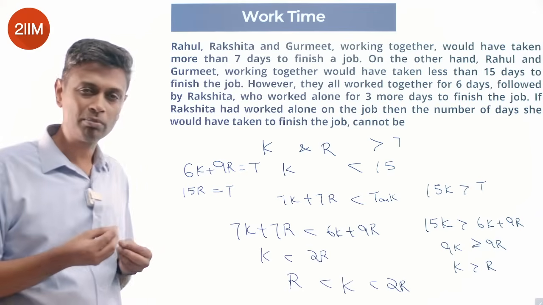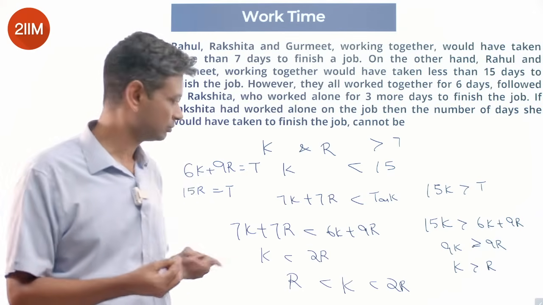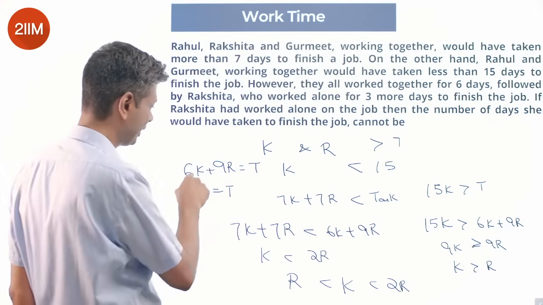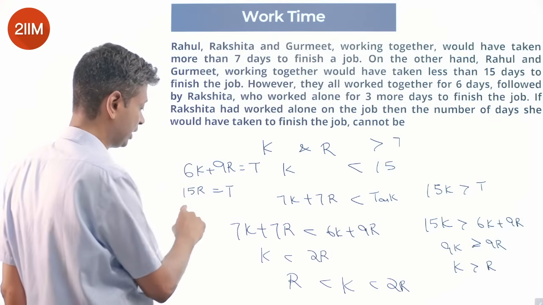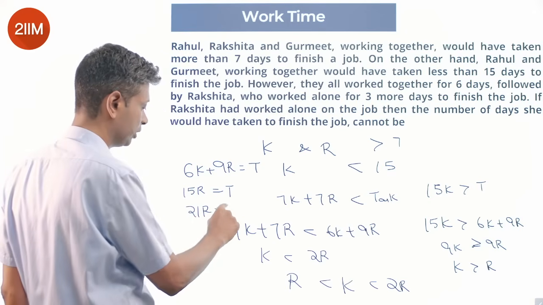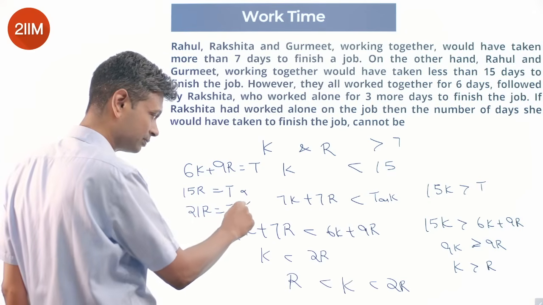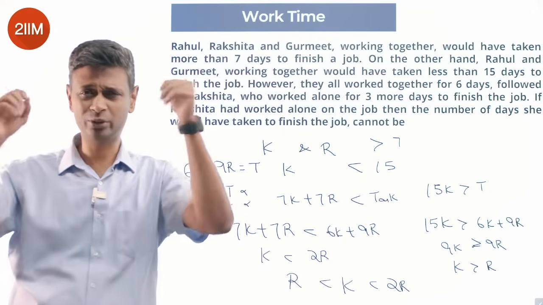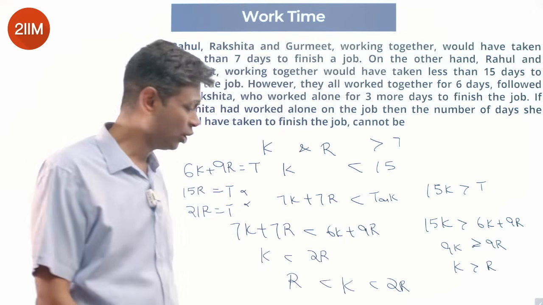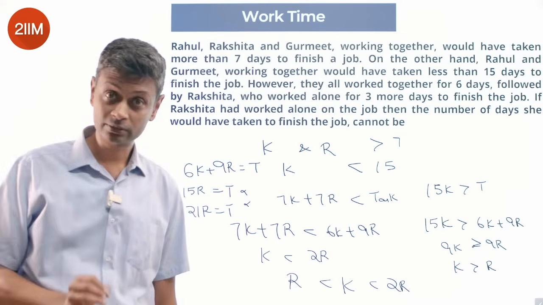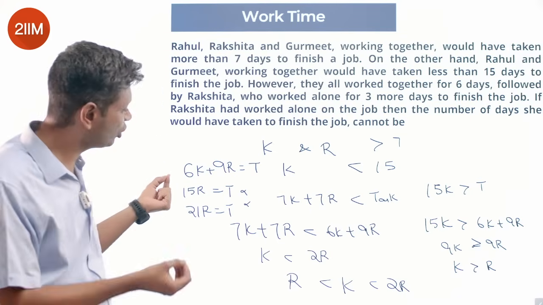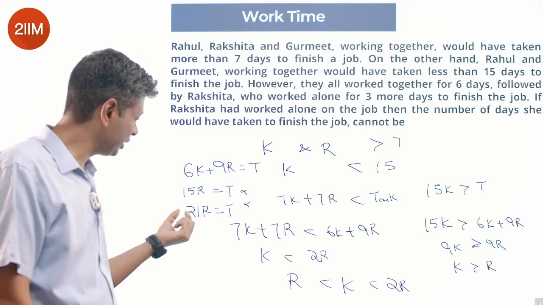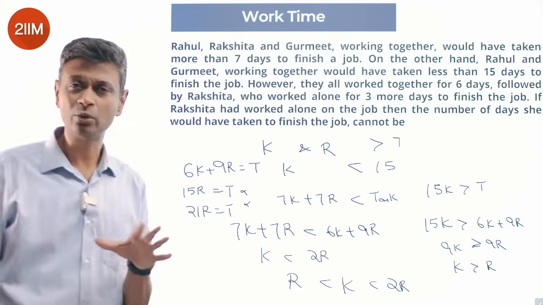R has to work for more than 15 days to get this. Right? If I substitute the other way around, 12k plus 9r, 12r plus 9r, 21r is equal to the task. Both of these don't work because r is less than k, which is less than 2r. I'm just putting the extreme values to make sense of it. K could be 1.0001r, in which case it will be 15.006r equal to the task, or 20.9999r equal to the task.